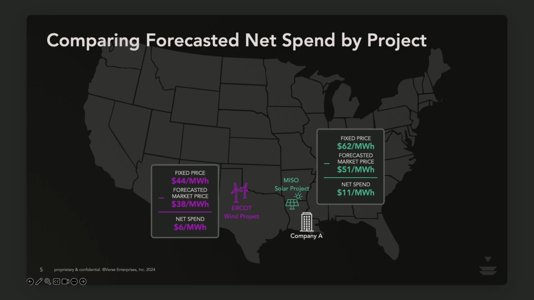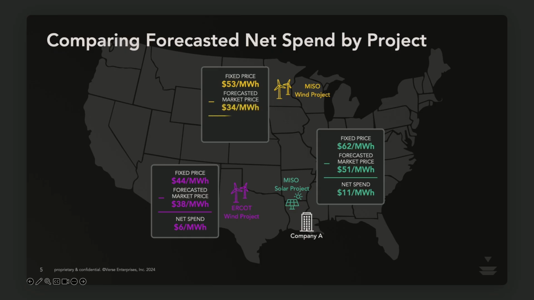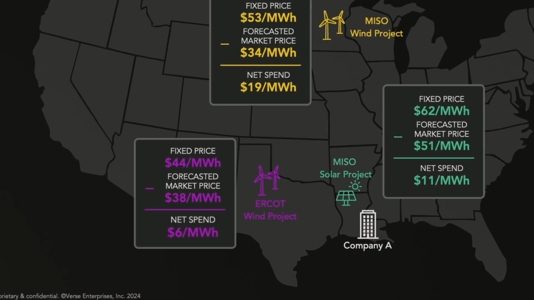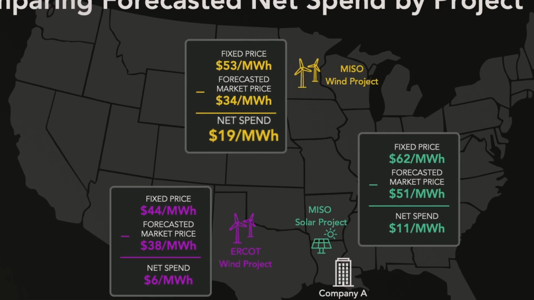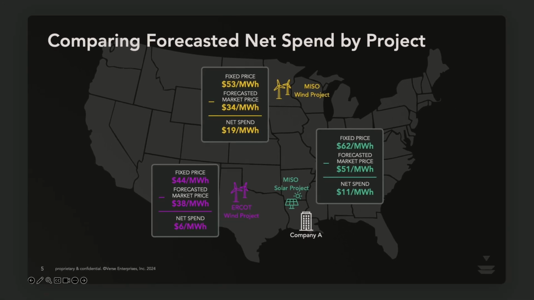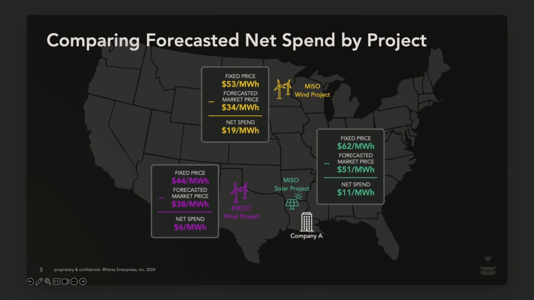In the same market, a wind PPA with a fixed price of $53 per megawatt hour and a forecasted market price of $34 per megawatt hour would cost Company A $19 per megawatt hour in forecasted net spend. Based on this analysis, the ERCOT wind PPA is most cost-effective for Company A on a forecasted basis, while the MISO wind PPA would be the most expensive. If Company A primarily cares about forecasted cost, this analysis would suffice, and Company A would select the ERCOT wind project.